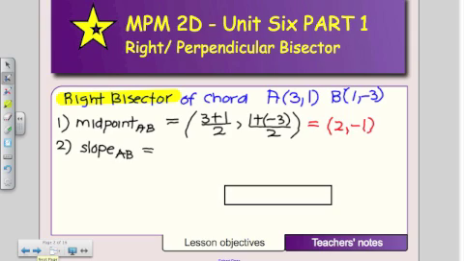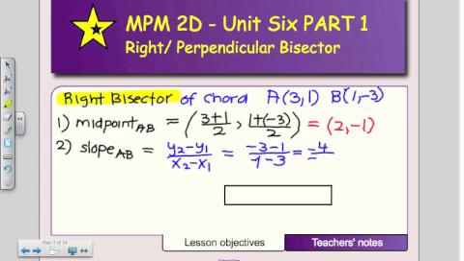The second step is to find the slope of the chord AB. And remember that our slope formula is y2 minus y1 over x2 minus x1. In this particular case, my slope is (-3 minus 1) over (1 minus 3). This gives me -4 over -2. This is 2 over 1. Now I'm expressing it as 2 over 1, even though it's a whole number.